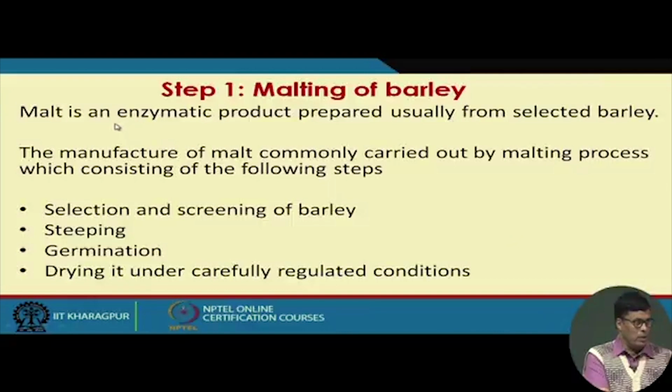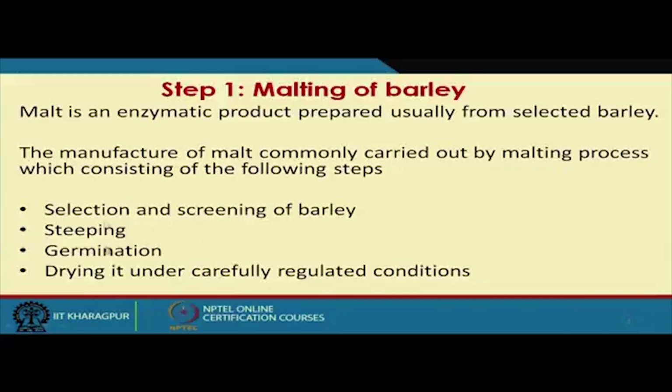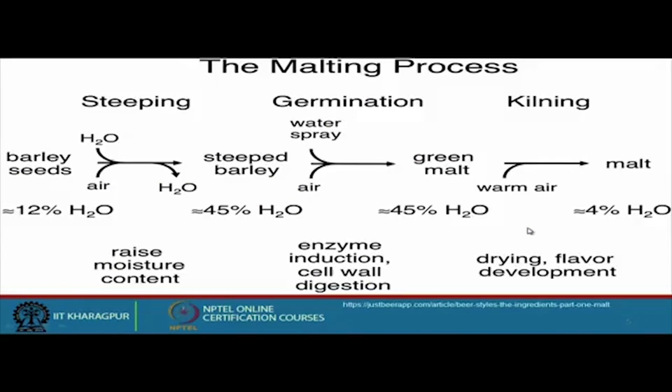Now malt is an enzymatic product prepared usually from selected barley. The manufacture of malt is commonly carried out by the malting process, which consists of the following steps: selection or screening of the barley grains, then the steeping process, what you call the soaking process, the germination process, what you call the sprouting process, and drying under carefully regulated conditions. So four major steps are involved in the malting process.